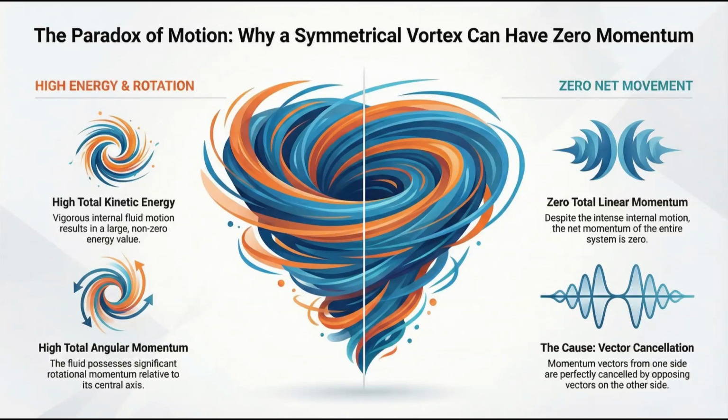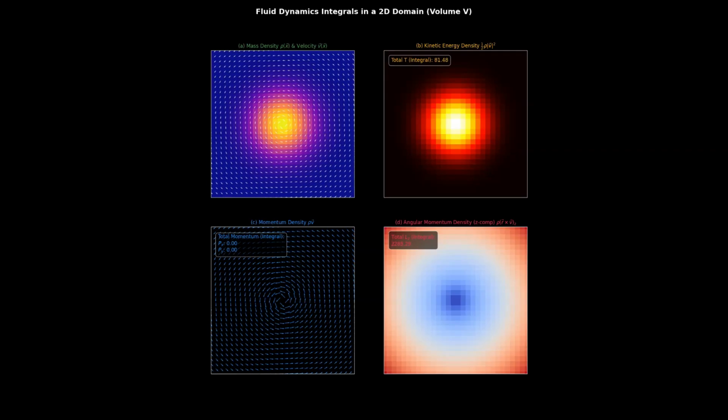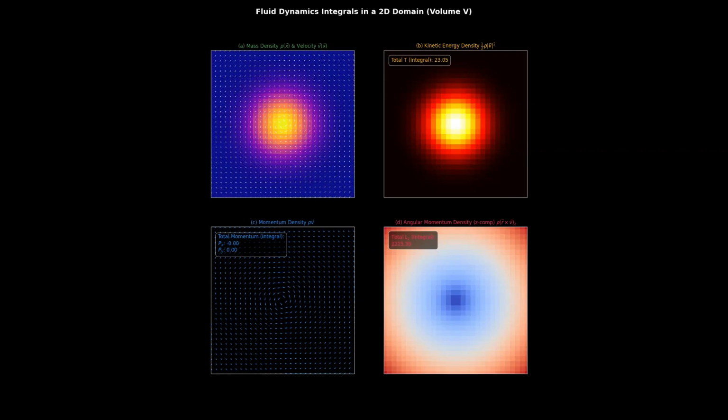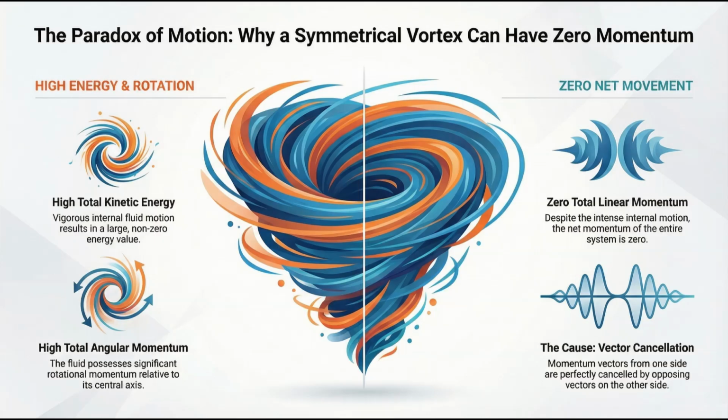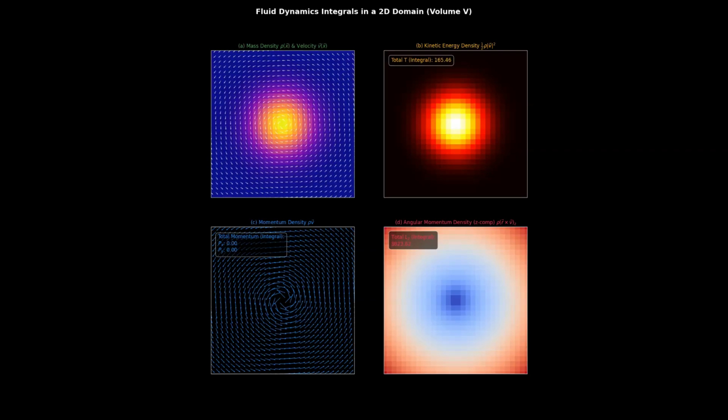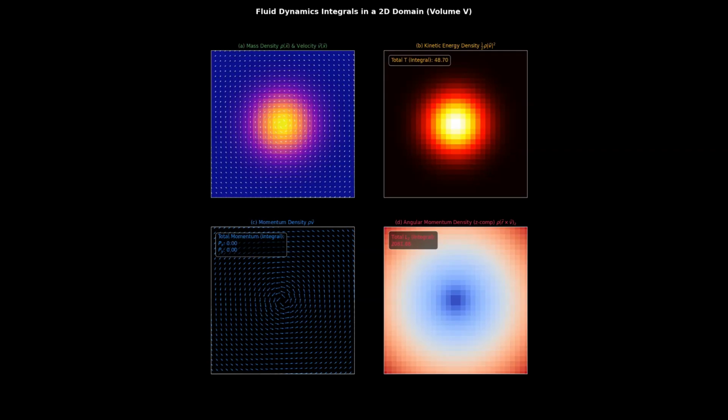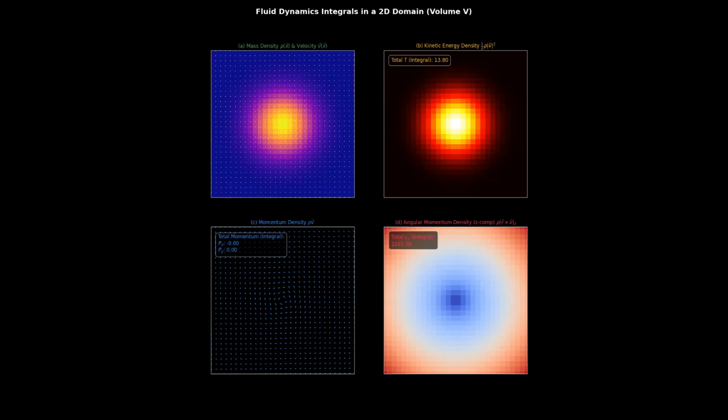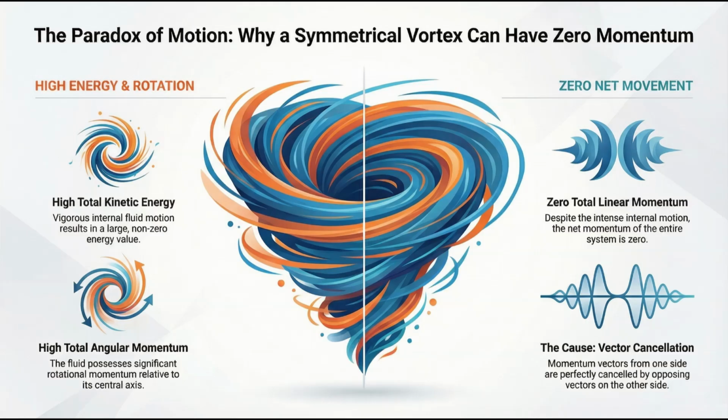This is the brief on scalar and vector integrals in symmetric systems. We're going to quickly break down a fundamental idea in fluid dynamics. It's kind of wild. How can something have a ton of energy from its internal motion, but zero overall movement? It all comes down to how we sum things up with integration.